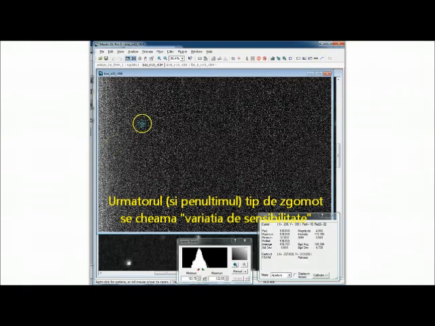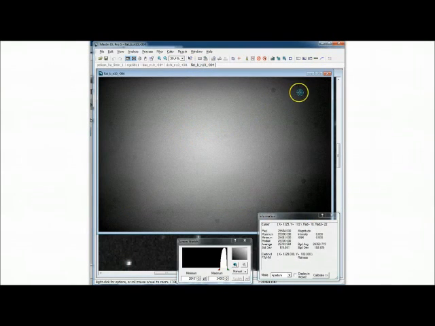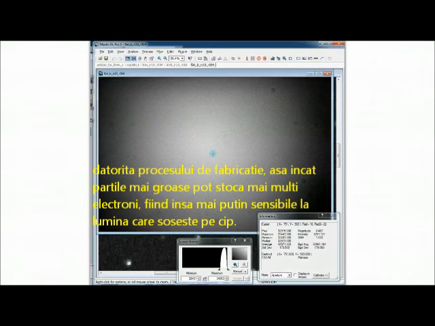The next and penultimate type of noise that we try to deal with is called sensitivity variation. It turns out that CCD chips do not have the same sensitivity from pixel to pixel, not even across the whole chip. Some parts of the chip will be a little bit thicker than other parts, and this is because of the manufacturing process of the chip itself. So the thicker parts of the chip can hold more electrons, but they're a little less sensitive to light that's coming in to hit the chip.